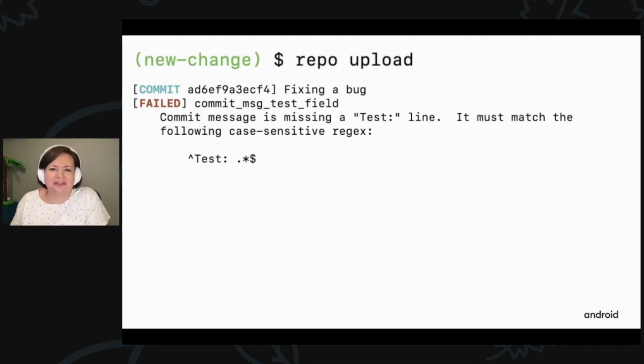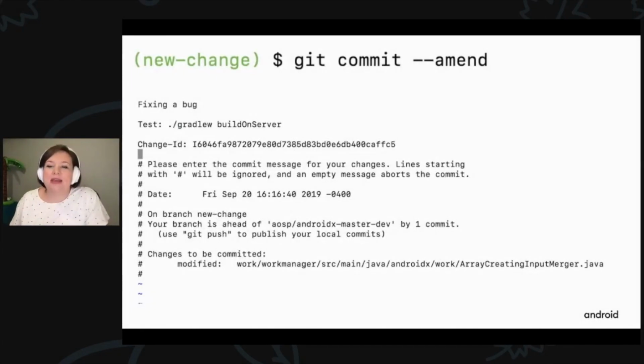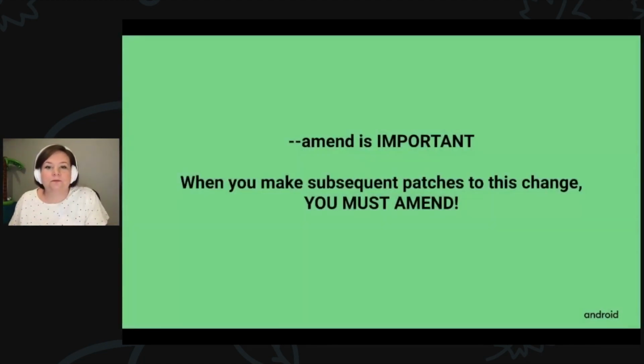Unfortunately, my repo upload failed. When I use repo to upload, the hooks run, and it sees that I haven't added the test stanza to my commit message. So now I'll amend my commit and add a line saying what or how I tested. In this case, I ran Gradle W build on server. It's really important to commit with amend.